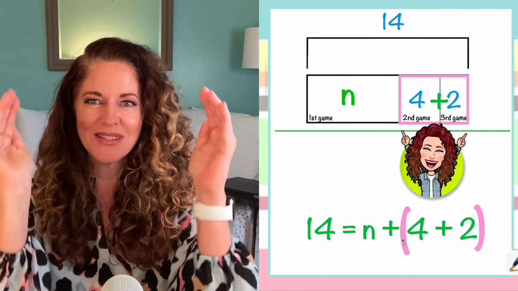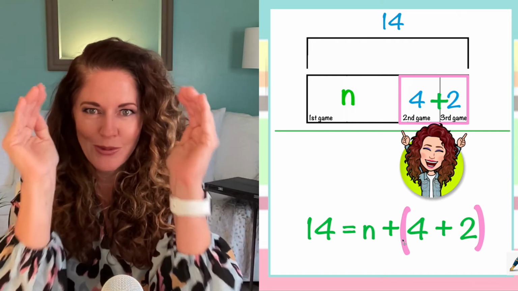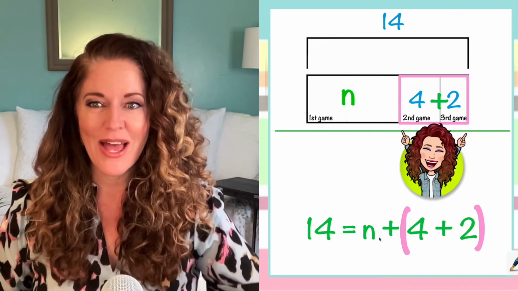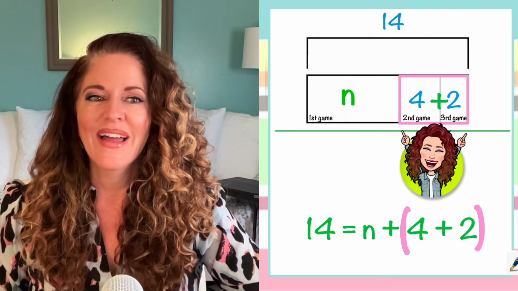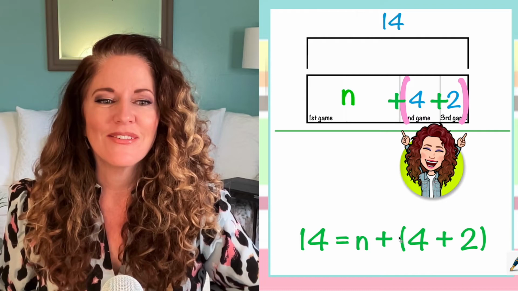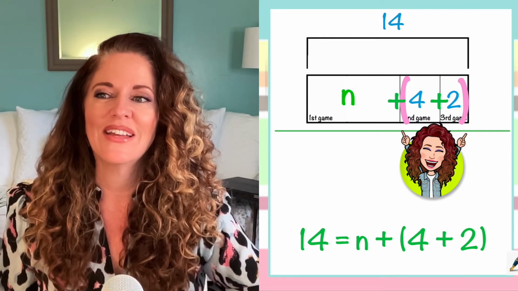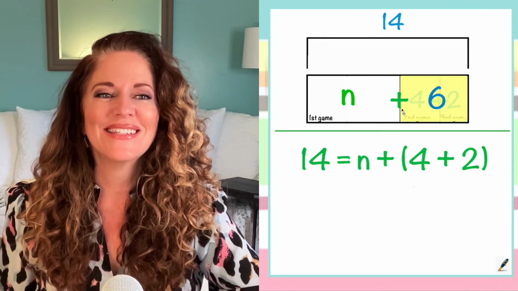I like to think of those parentheses as almost your hands going, do this first. So we're going to do that step first. Make sure you put your parentheses. And when we do that step first, 4 plus 2, that gives us a total of 6.